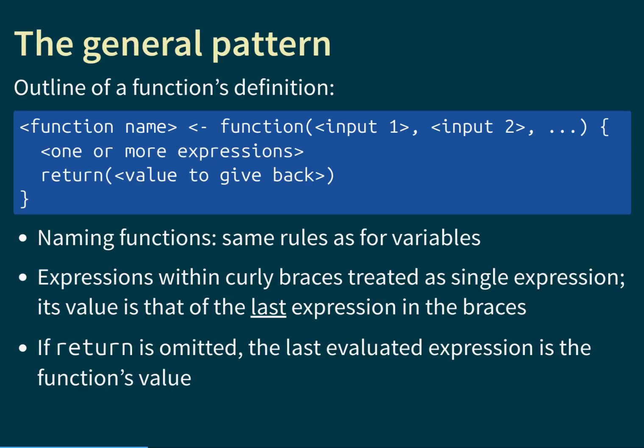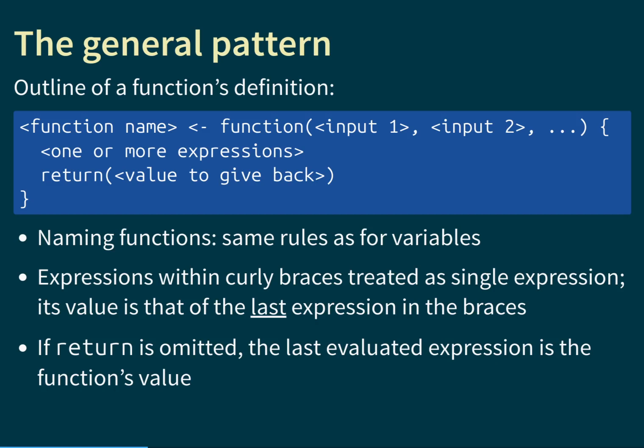So more generally, what is the pattern for defining a function? Here it is on the slide, and let me explain what it does. First of all, notice that there are these elements that are included in angle brackets. That means those are elements that will vary from function to function. For example, every function has to have a name.